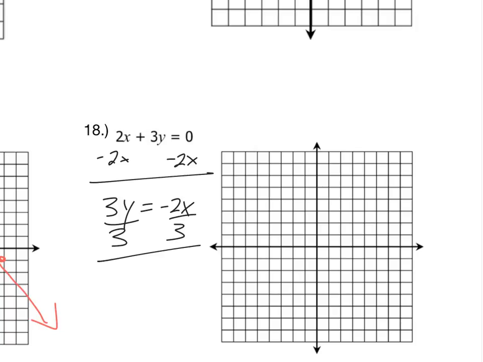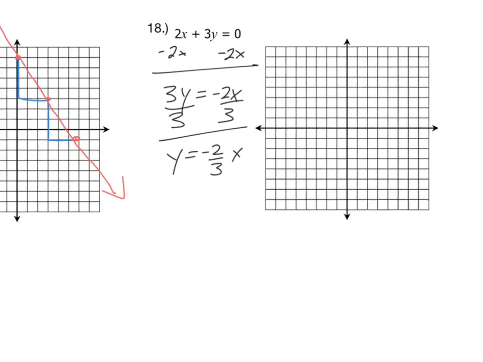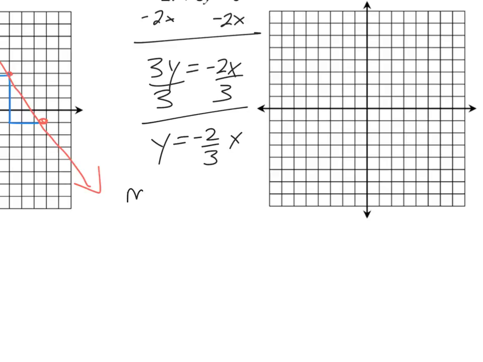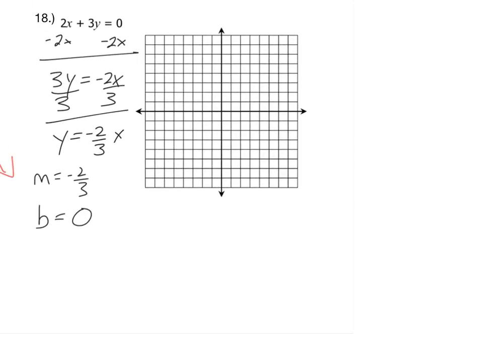Divide both sides by 3, and you get y equals negative 2/3 x. So once again, we have a negative slope. Our slope is going to be negative 2/3. And what's our y-intercept? 0. 0 is right there, and that means we're going to go down to the right 3. Down to the right 3.